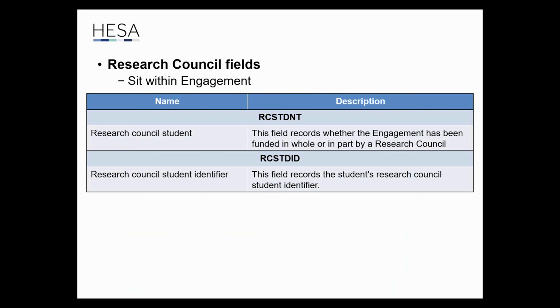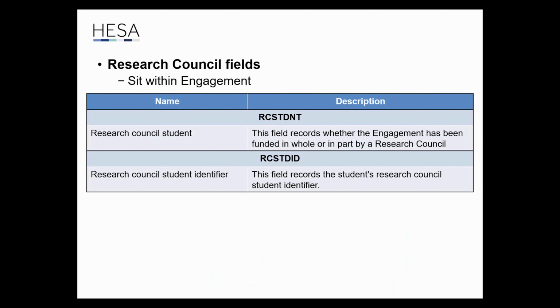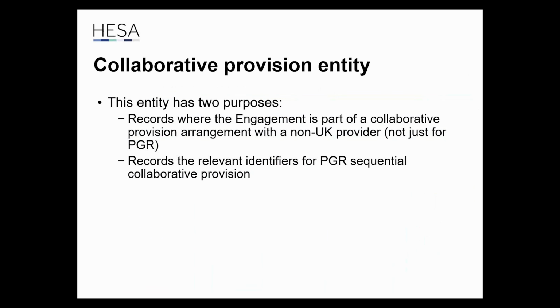And those are the two fields that we have at that engagement level. As I mentioned on the model, the collaborative provision entity also sits alongside the engagement entity. And this collaborative provision entity has two purposes. Firstly, we're recording whether the engagement is part of a collaborative provision arrangement with a non-UK provider. And that one isn't specific to PGR students. So that's any engagement that's part of that collaborative arrangement between the reporting provider and a provider outside the UK, and whether they are mainly in or outside the UK.